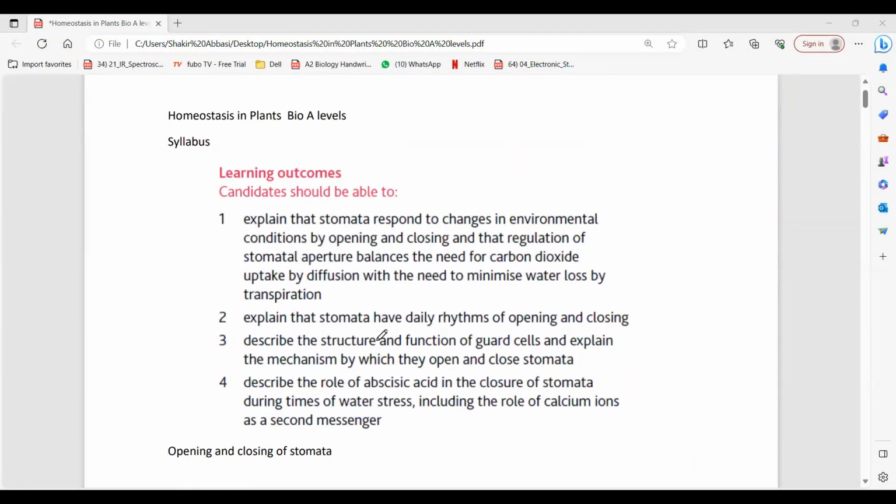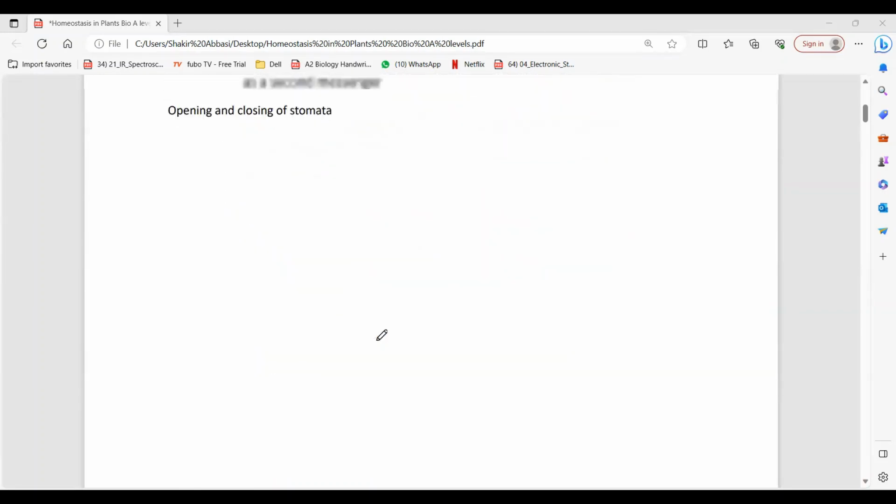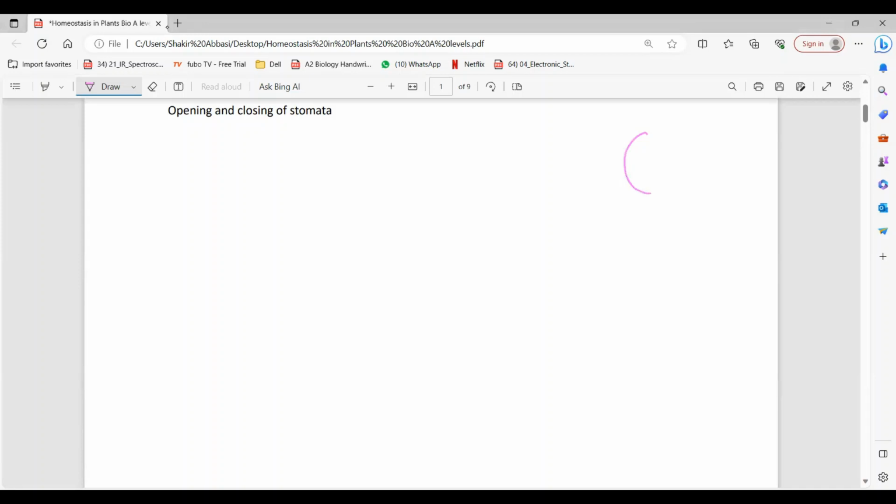This is a section of the syllabus, and we'll be focusing on how stomata open and close. This is our topic. So let's see how they open. So, stomata is a place outside.